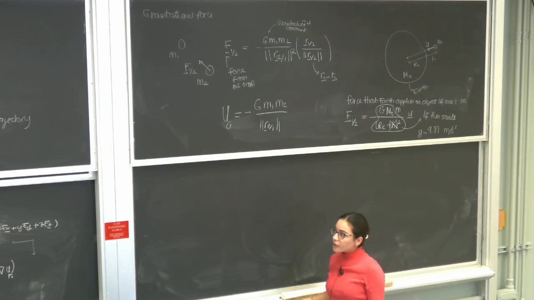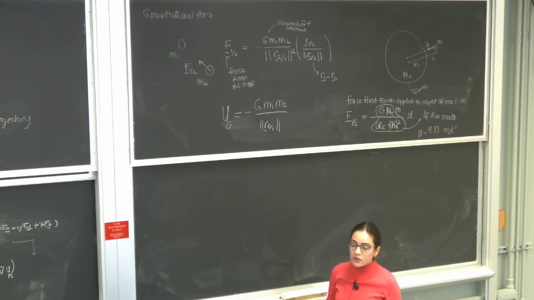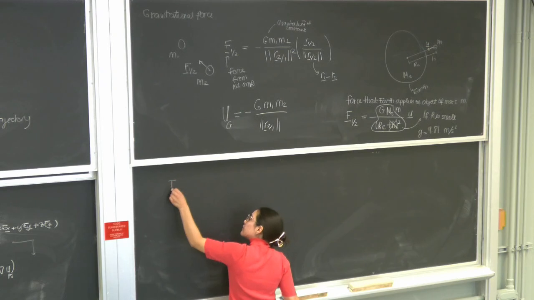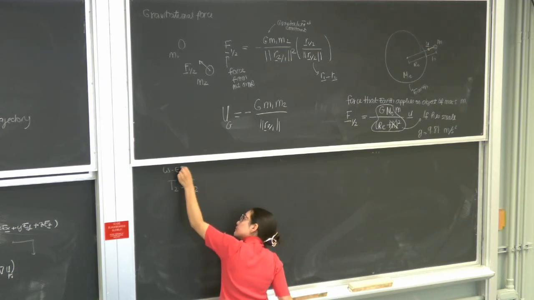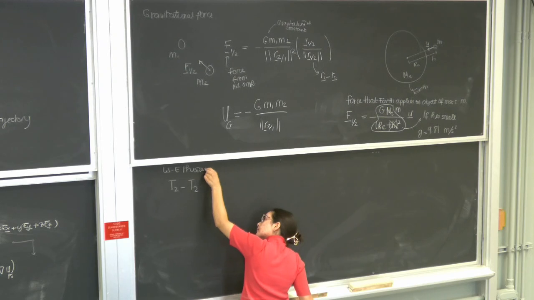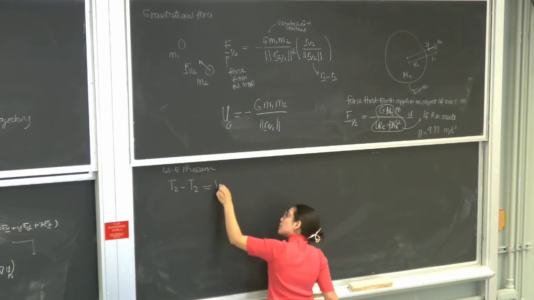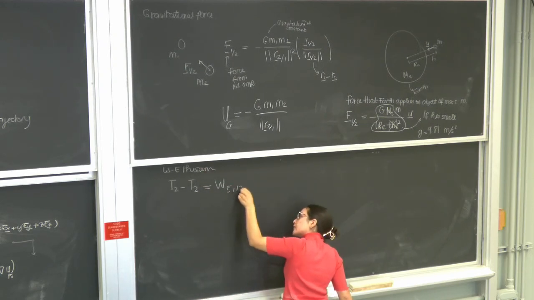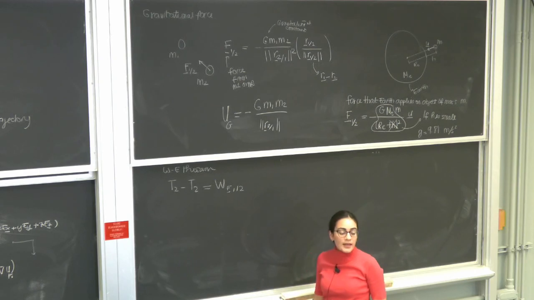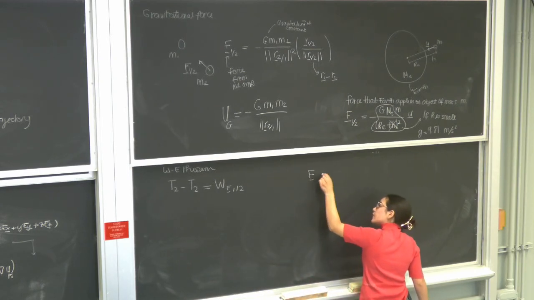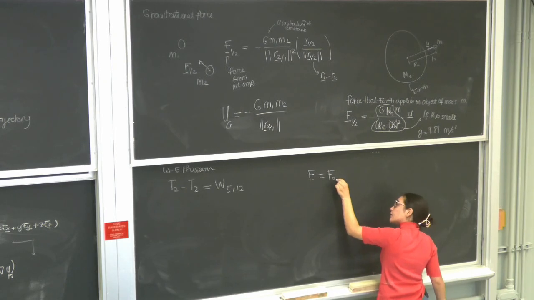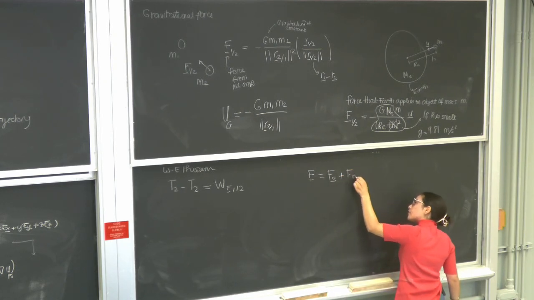Okay, one more thing about conservative forces. Let's look at the work energy theorem again. T2 minus T1, the work energy theorem, is equal to the work of the forces from T1 to T2. Let me divide the forces. I'm going to divide them into conservative forces and non-conservative forces.